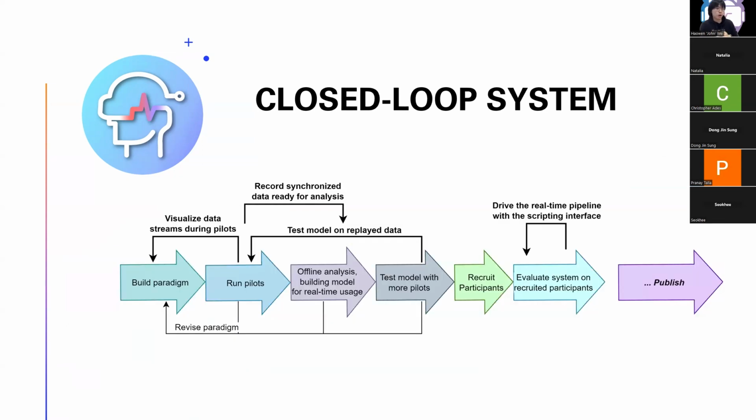Okay, so let's discuss a closed-loop system, the process by which we develop a brain-computer interface. To develop a closed-loop system, we typically need to first build the paradigm and run pilot tests. Then analyze the data offline. Finally, we recruit participants and evaluate the system with a user study. Ultimately, we hope it will lead to some publications, or we can deliver the application to customers.